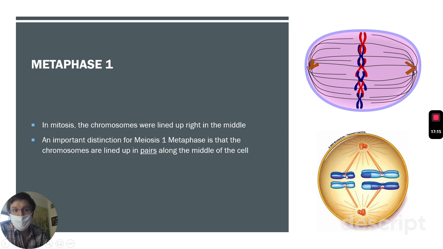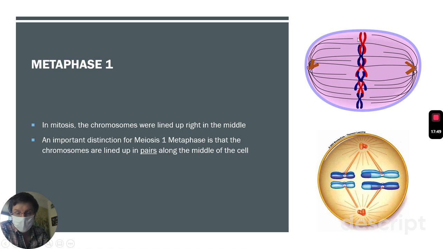Now these two are not the same. These two photos right here, this top one is from mitosis. This bottom one is from meiosis. So metaphase 1 of meiosis, we line up entire chromosomes next to each other, okay, in pairs. Now notice how that's different from mitosis, where we line up each individual chromosome right down the middle, okay?